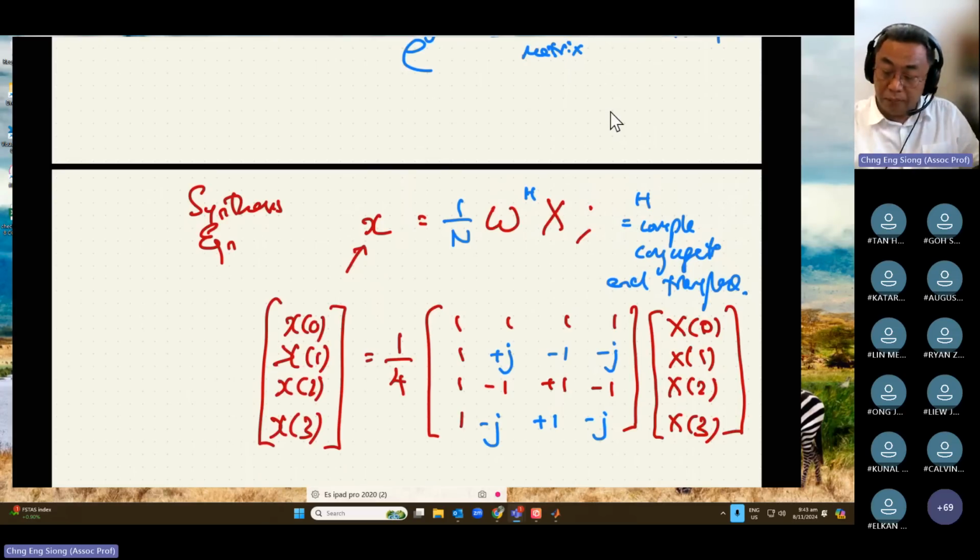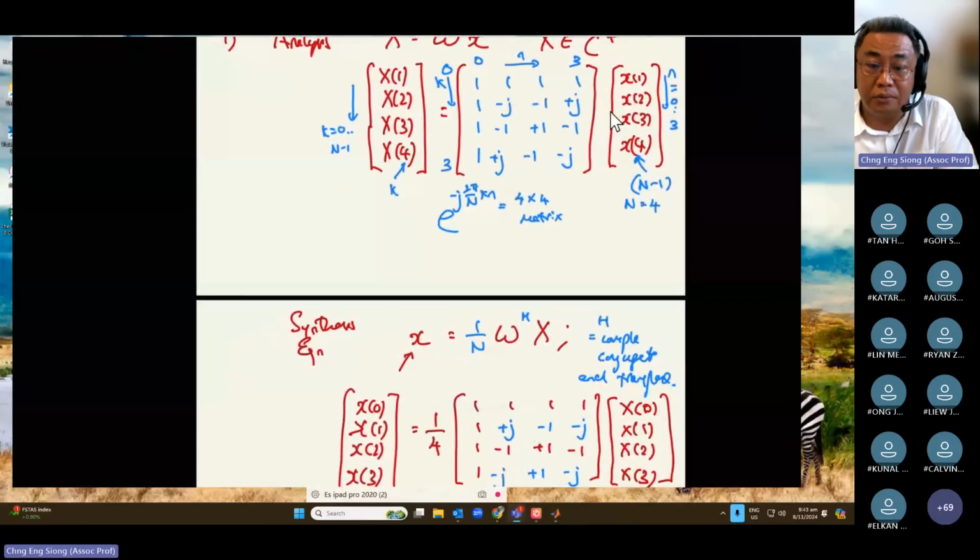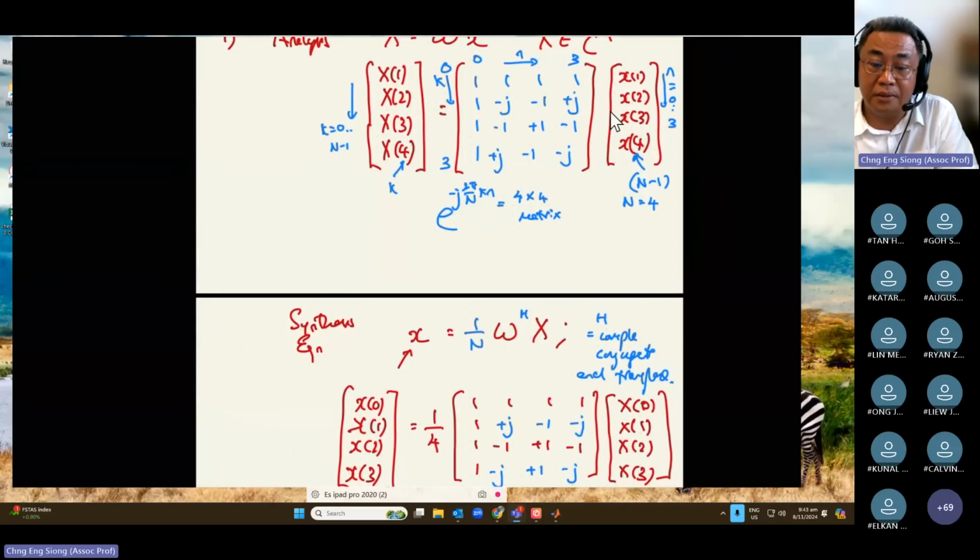All right, so compare the two matrices, guys. Don't get the matrix wrong. The top one is the analysis, the bottom one is the synthesis.